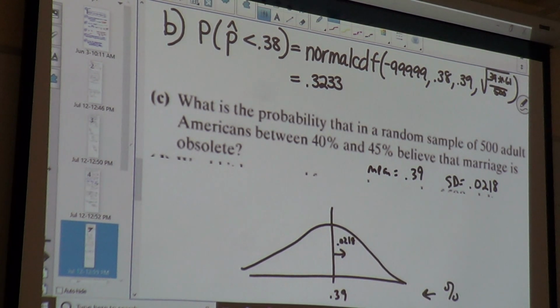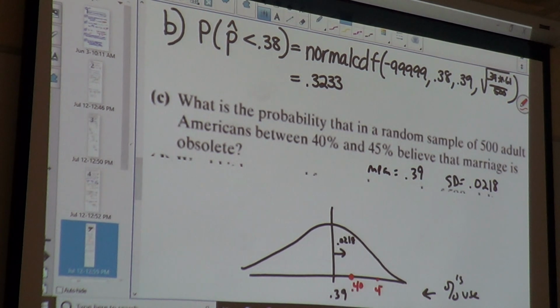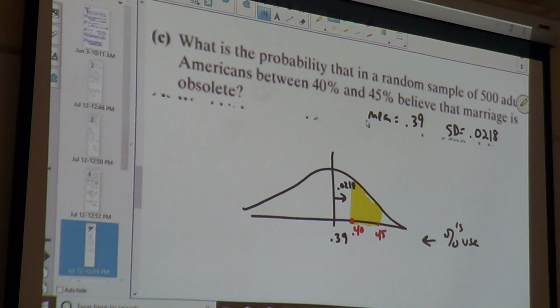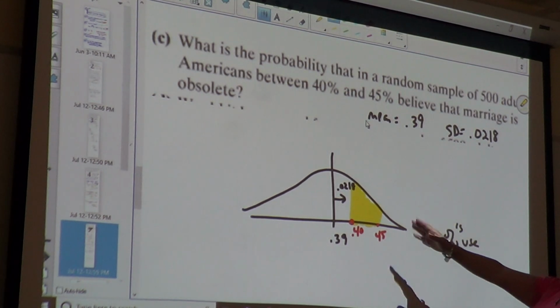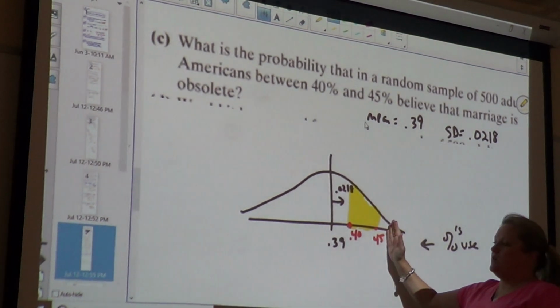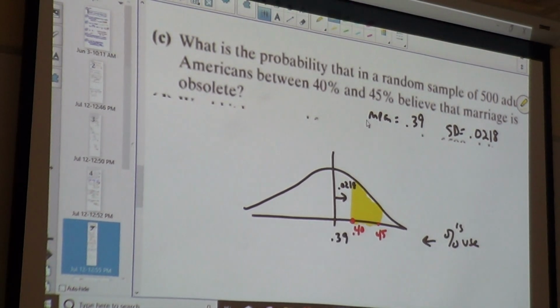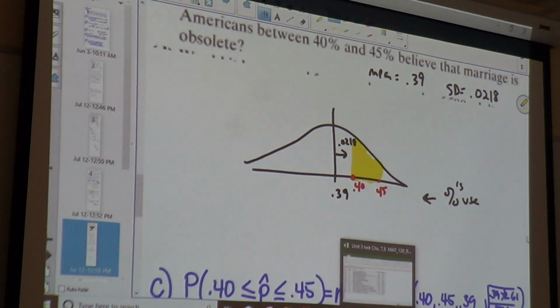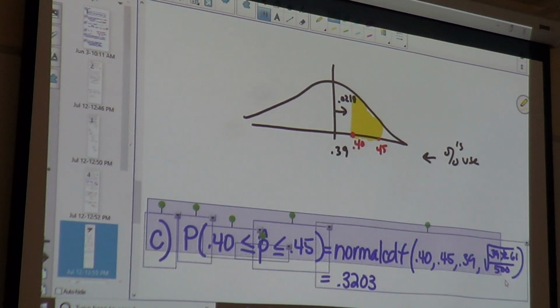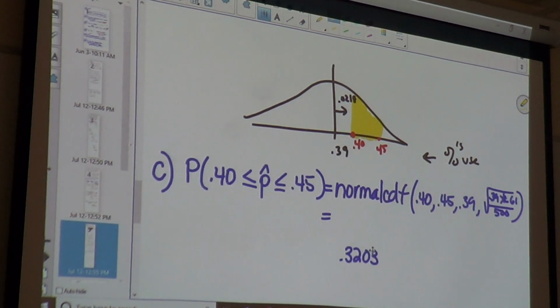Because we have a percentage on the bottom, we can only use percents. Good news is both of those are percentages. We are shading between 40 and 45%. Where does my shade begin? 0.40. Where does my shade end? What is my mean? Where's my standard deviation? Okay. There's going to be my answer.